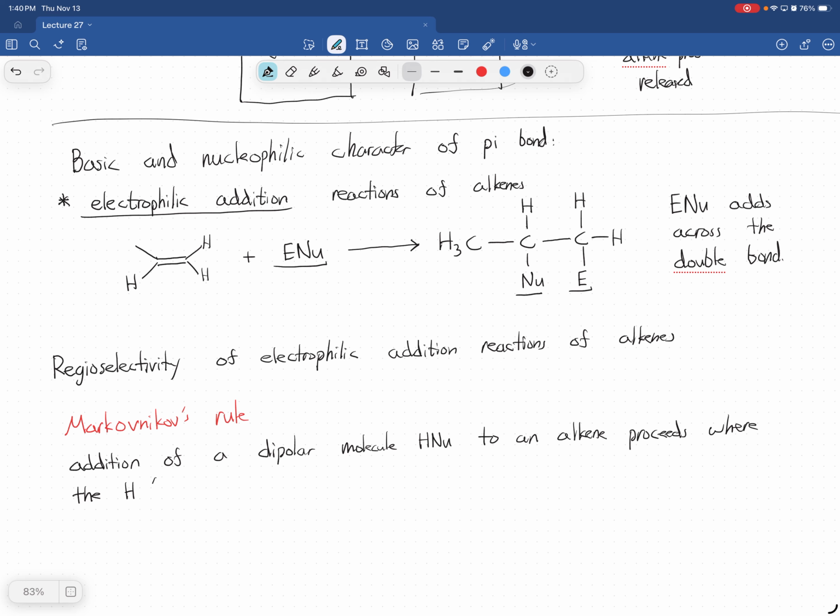So the H is the electrophile. The E plus, the electrophile. Remember, just E plus means electrophile. The electrophile will go to the less substituted side.